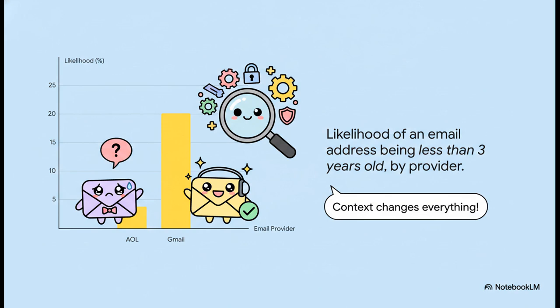The chance of any random Gmail address being less than 3 years old is over 20%, pretty common. But for an AOL address, it's under 4%. What that means is that a newly created AOL email is a much more suspicious signal, just because it's such a rare event. See? Context changes the entire meaning of the signal.